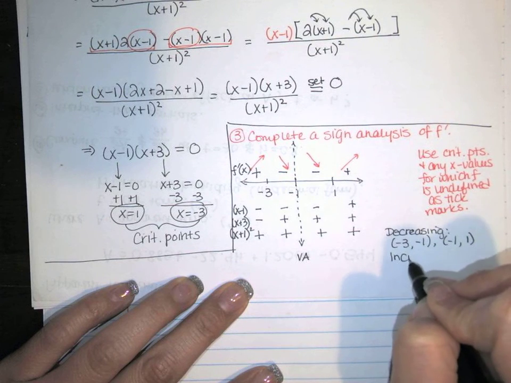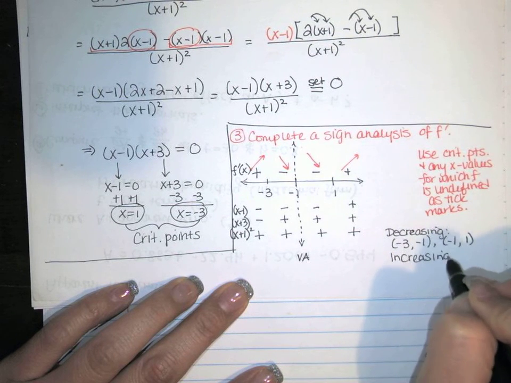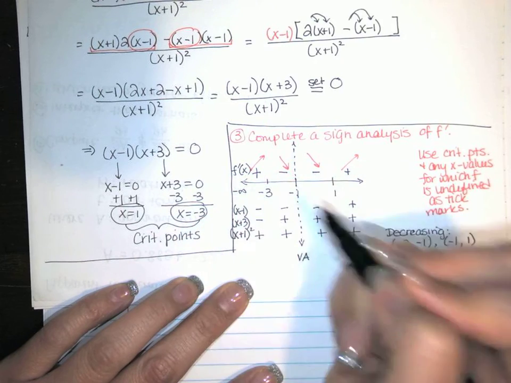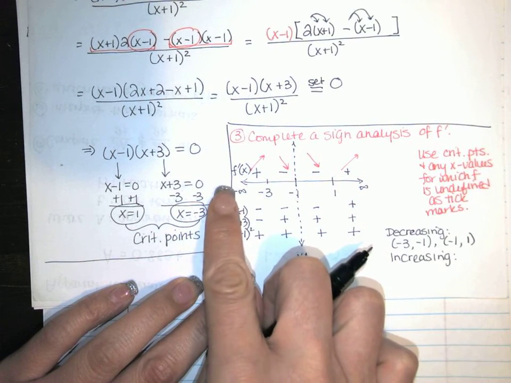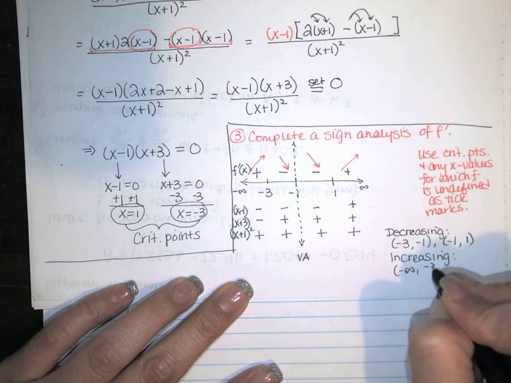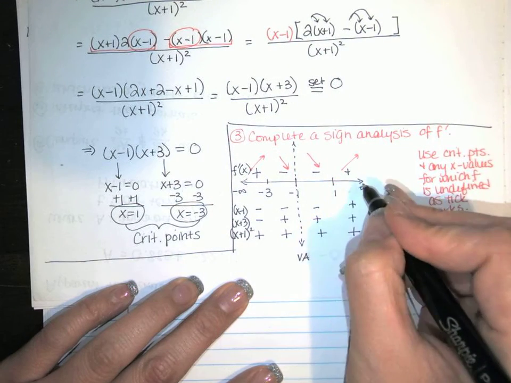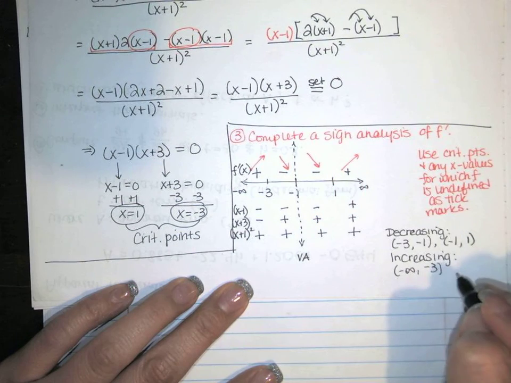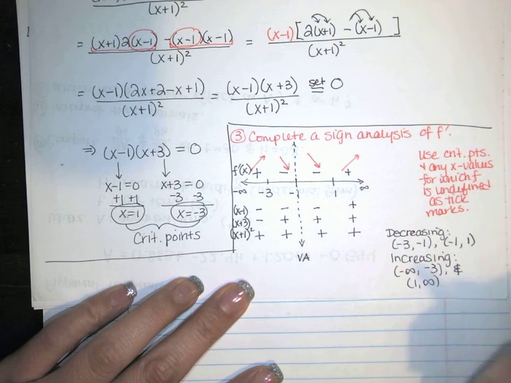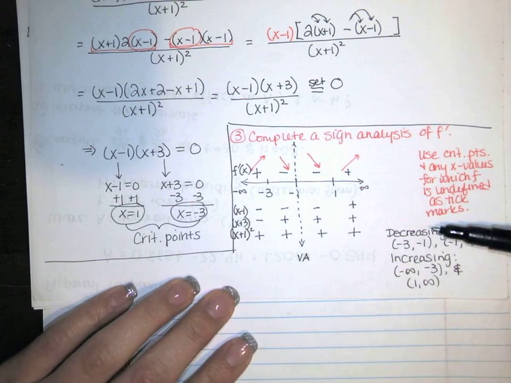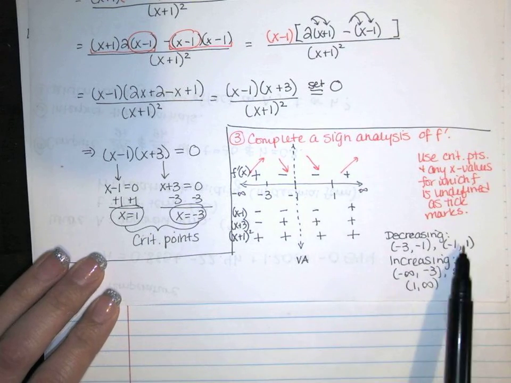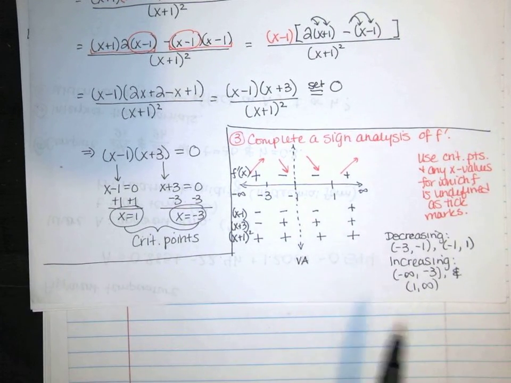And then it's increasing on the other intervals, excuse me. Increasing over here, there's an implied negative infinity there because of that arrow. Negative infinity to negative 3, it's increasing. And 1 to positive infinity, it's increasing. And you might use a union, you might not. I'm not sure what WebAssign wants. Okay, so we've got our little sign chart for that. We've got increasing, decreasing, we're good to go.